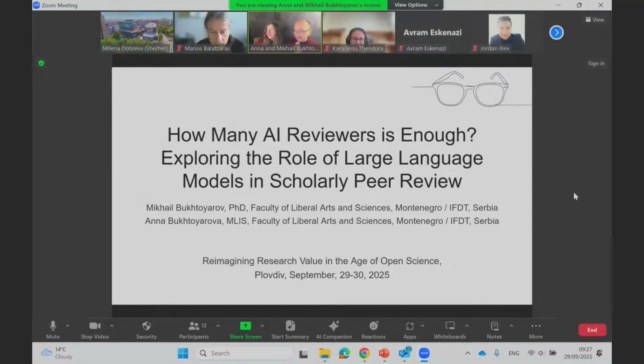Actually, our talk will be a little bit of a different format. We are going to present the result of our small practical experiment, unlike the bigger projects that were discussed earlier. As you see, we are working with large language models, which can be applied for scholarly peer review.